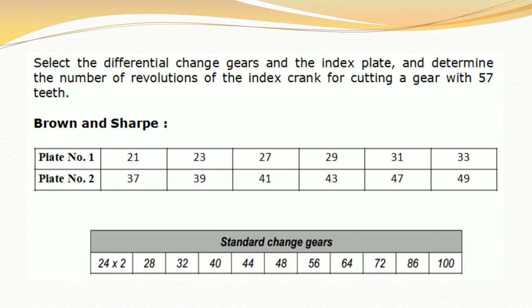Select the differential change gears and the index plate and determine the number of revolutions of the index crank for cutting a gear with 57 teeth. Brown and Sharpe plate number 1: 21, 23, 27, 29, 31 and 33. And plate number 2: 37, 39, 41, 43, 47 and 49. Here are the standard change gears for you: 24, 28, 32, 40, 44, 48, 56, 64, 72, 86 and 100.